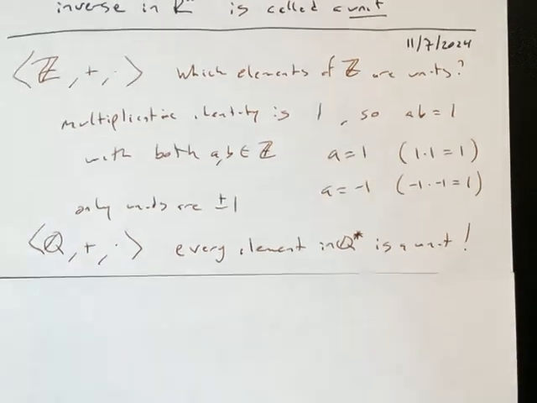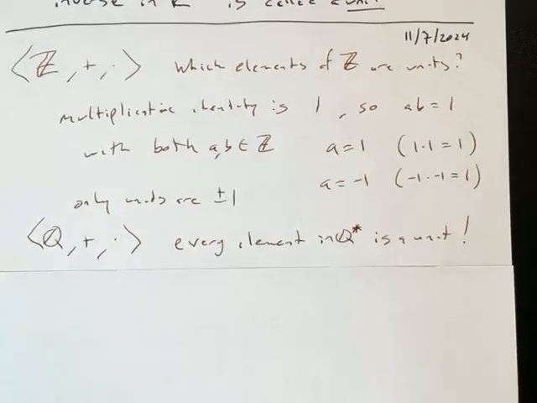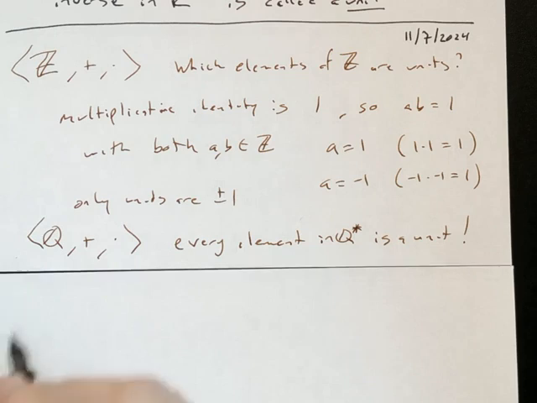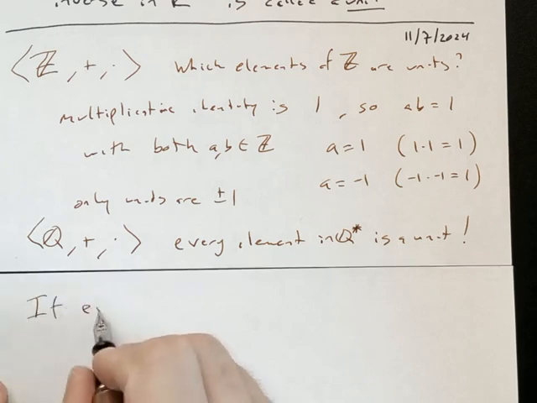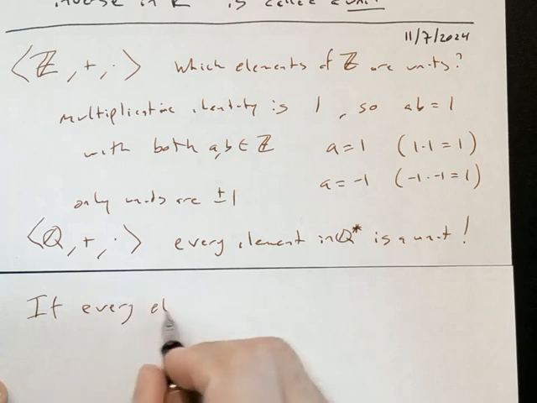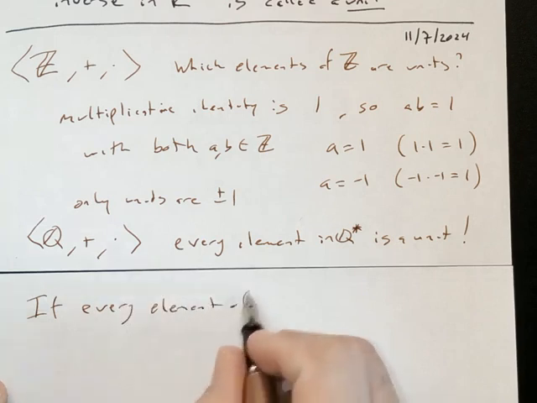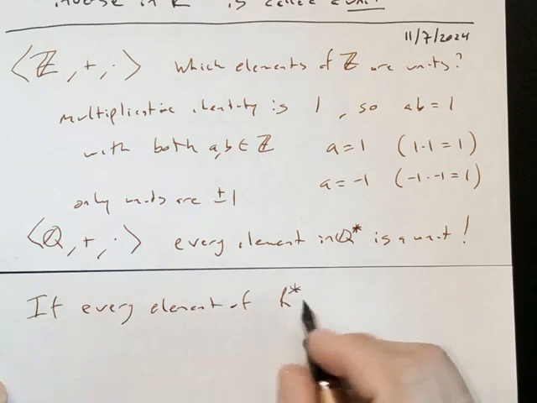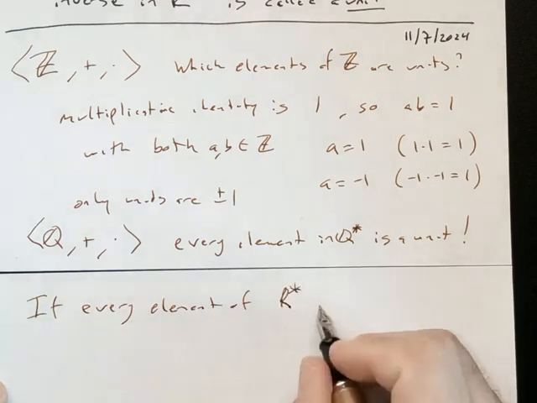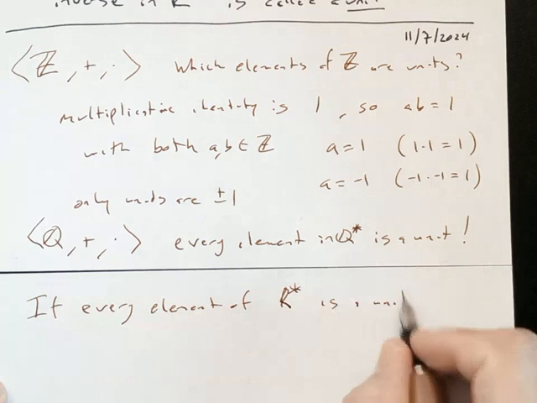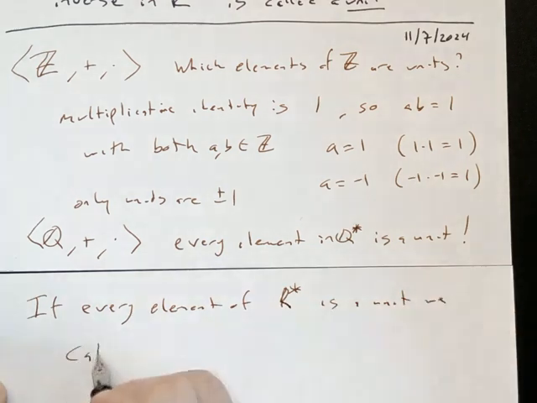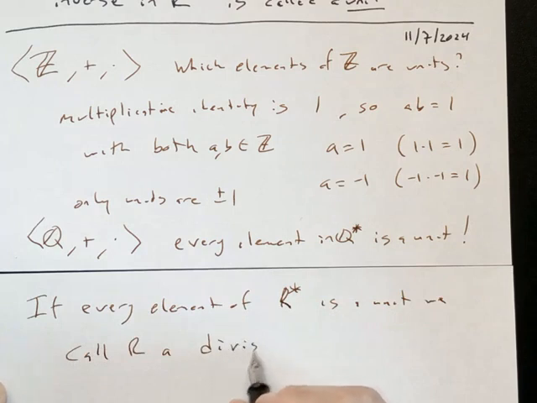Okay, well, that's an important difference. In the integers, I only have 2 units. In the rational numbers, I have all of them being units. If every element of a ring other than 0 is a unit, we call R a division ring.